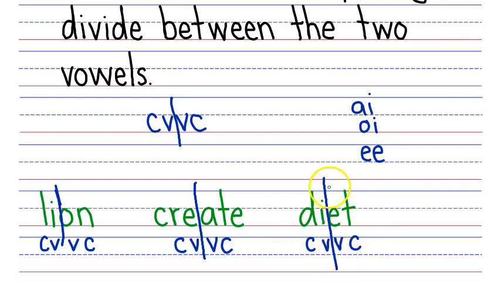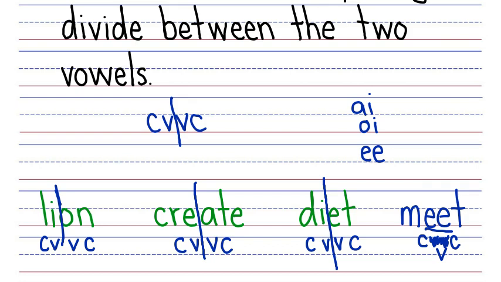Now, of course, you wouldn't put a syllable division in a word like meet, as in meet me at the park, because even though this follows the pattern where you have two vowel letters between two consonant letters, this is a vowel team, so it really only counts for one vowel sound. And it makes this a vowel team syllable, just a one syllable word, not a two syllable word that you'd be dividing between the two vowels. I hope that makes sense.